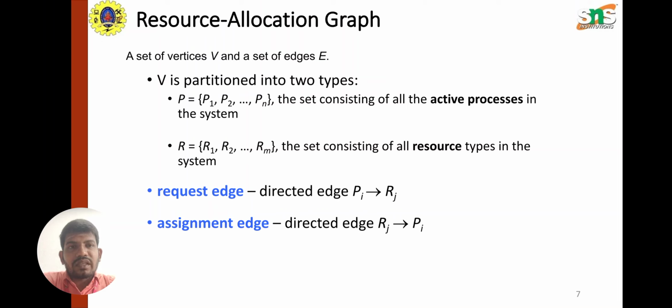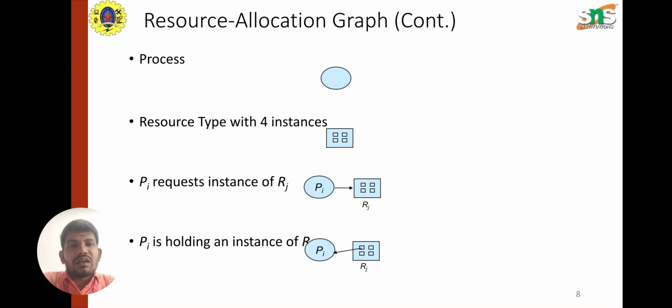Next, the resource allocation graph. It has a set of vertices V and a set of edges E. V is partitioned into two types: P, the set of active processes P1, P2, up to Pn, and R, the set of resource types R1, R2, up to Rm. A request edge is a directed edge from Pi to Rj, and an assignment edge is a directed edge from Rj to Pi. In the graph, a process is shown as a circle, and a resource type with 4 instances is shown as a square with 4 dots.